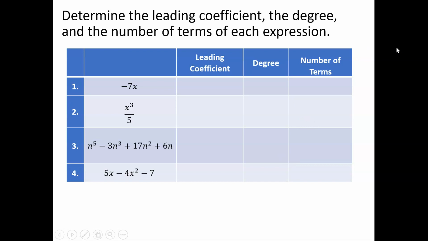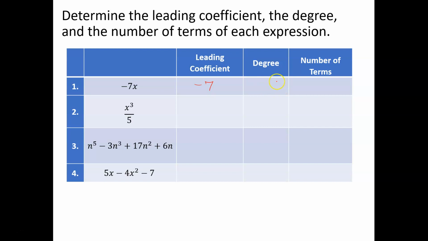Okay, so now this is just a few problems to help reinforce the definitions that we just talked about. So we have 4 different expressions in this table. And in the first column, we are going to write down the leading coefficient. Now, if there's only one term, then you're going to write the coefficient of that term. So for number 1, it would be -7.